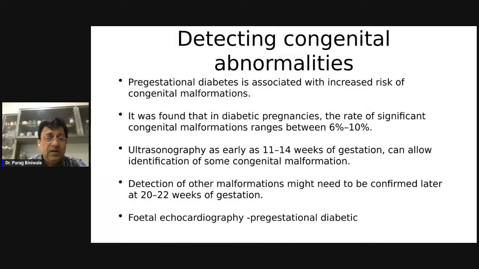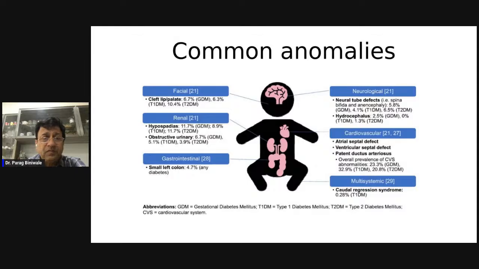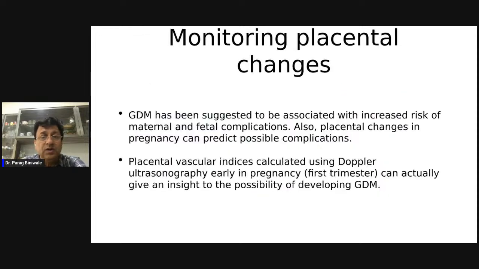and of course, in a diabetic woman or in a woman who has early onset GDM, it is prudent that she undergoes fetal echocardiography. These are the common anomalies which may be seen because of early onset gestational diabetes mellitus or with type 2 diabetes mellitus. And it could be facial anomalies like cleft lip, cleft palate. There could be renal anomalies, gastrointestinal anomalies, very importantly, cardiovascular anomalies, because they are far more common than any other abnormalities. And of course, we have to keep a watch on neurological abnormalities like neural tube defect and hydrocephalus, because these babies do require critical monitoring.